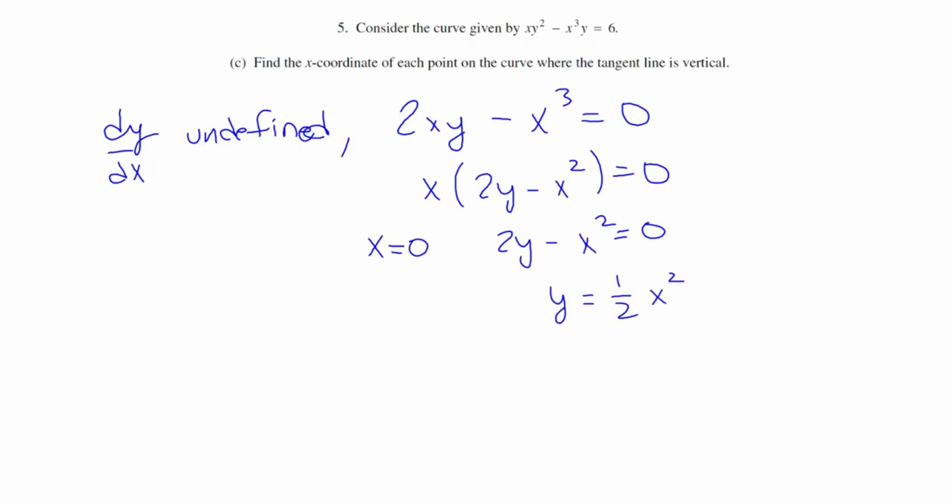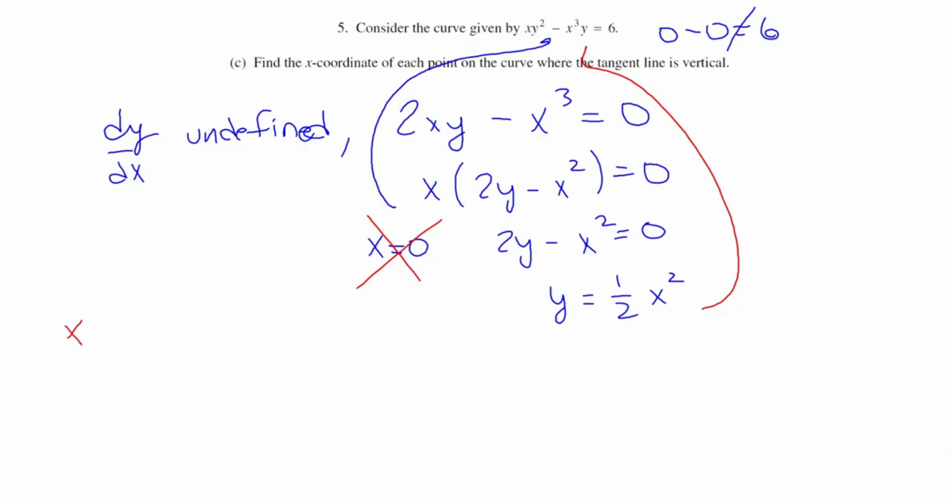So now we need to plug in each of these to figure out if there's actually points on the graph where that's true. So if we plug in 0 here, we can see that we'll get 0 minus 0 equals 6. Well, that's not true. So we're going to eliminate x equals 0. That is not a point on the curve. There's no point on the curve when x is 0. But when y is 1/2 x squared, we'll plug that in. We'll get x times (1/2 x squared) squared minus x cubed times 1/2 x squared equals 6.